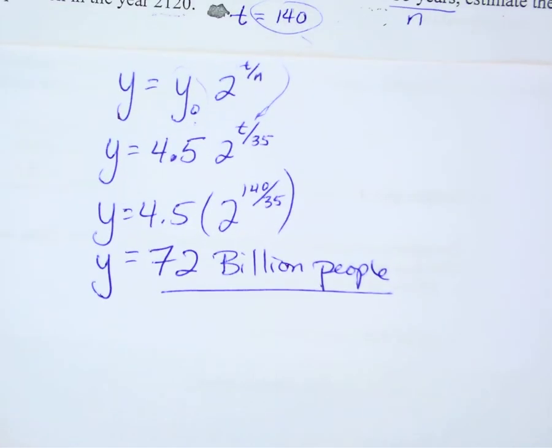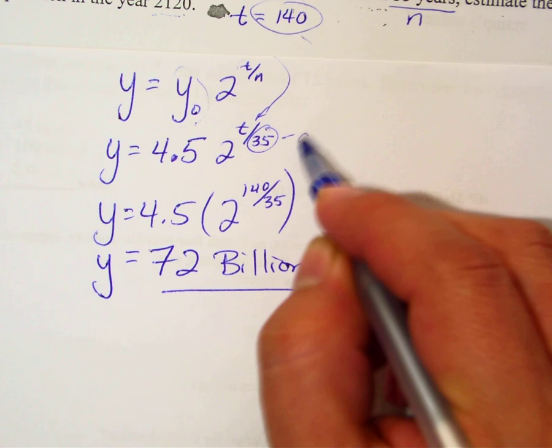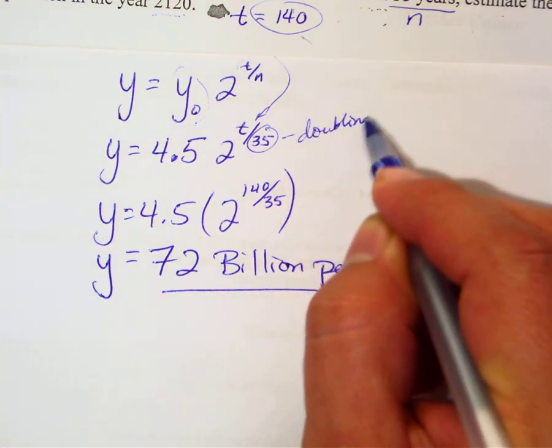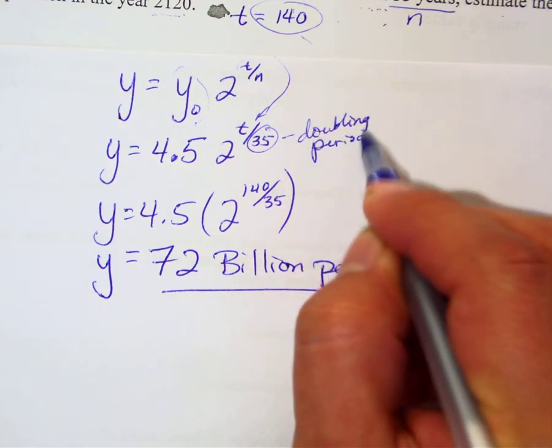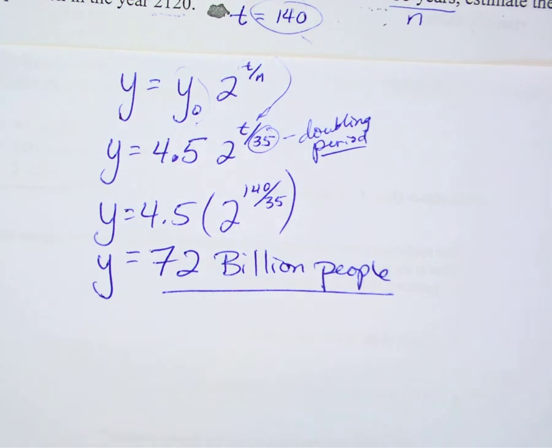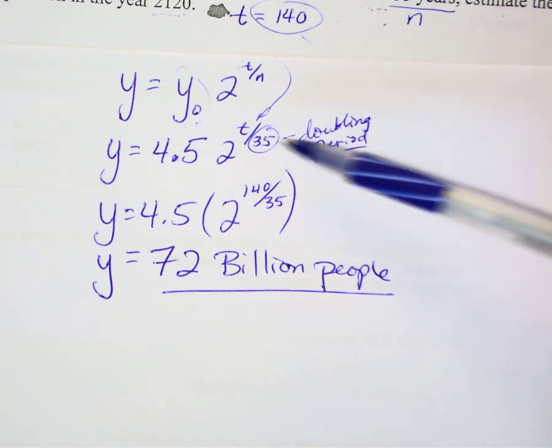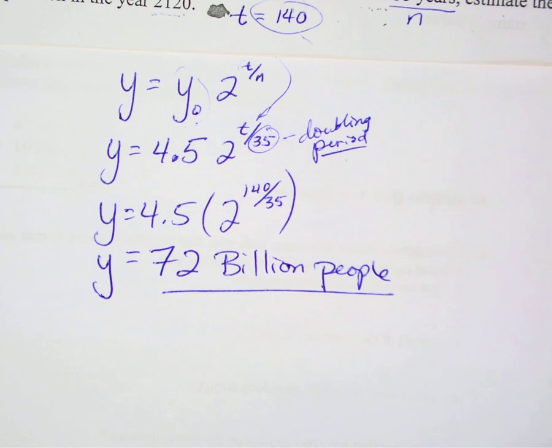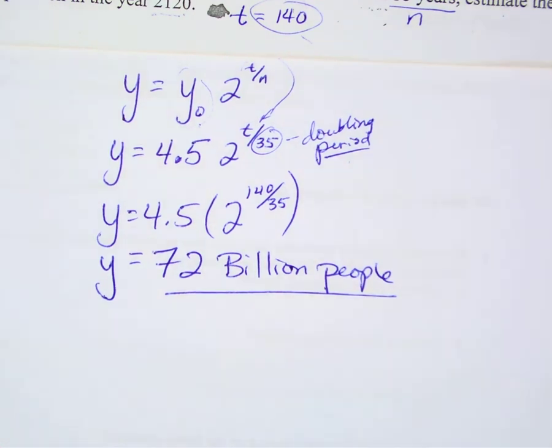Now, remember that this is your doubling period. Basically, it's how often it doubles. So it doubles every 35 years, or every 10 years, whatever that is, how often it is, that's the period. So that's our n. Okay, so this is number 6, and we'll look at the logistic function next.